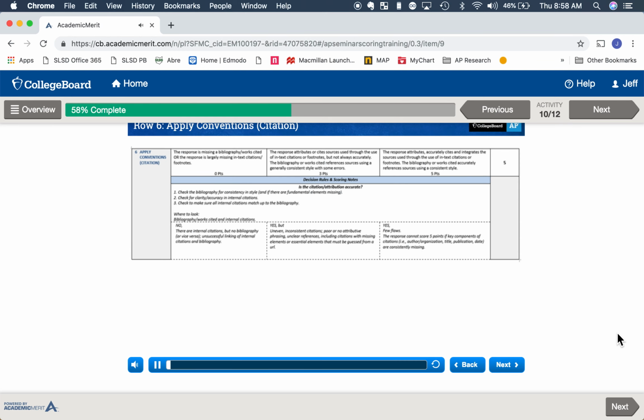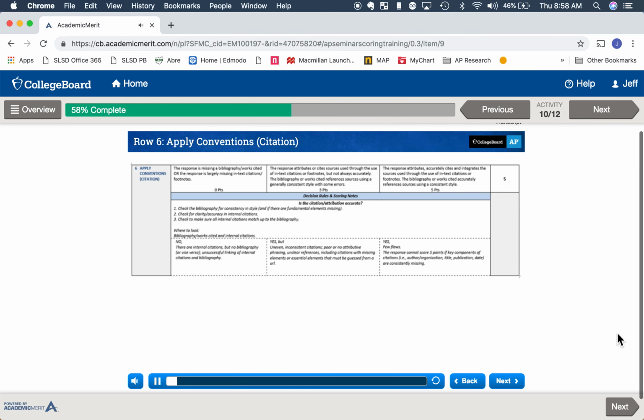The last two rows of the rubric are assessing whether the essay demonstrates the student can apply conventions appropriate to academic work. Notice that the citation row has 3 levels of performance, but here you're choosing between 0, 3 and 5 points, while the grammar and style row has 3 levels of performance, but you're choosing between 0, 2 and 3 points, so they're not the same.